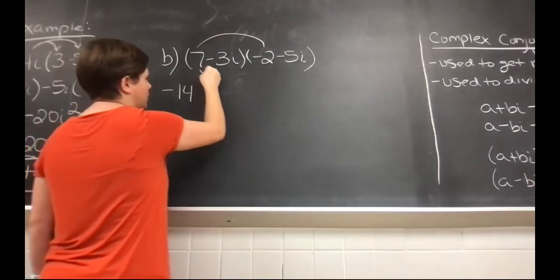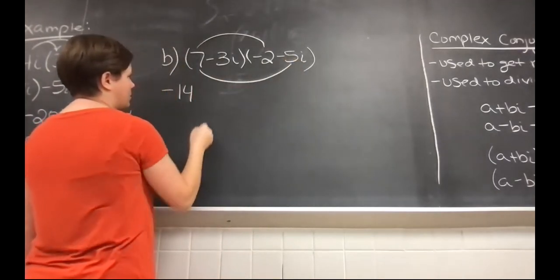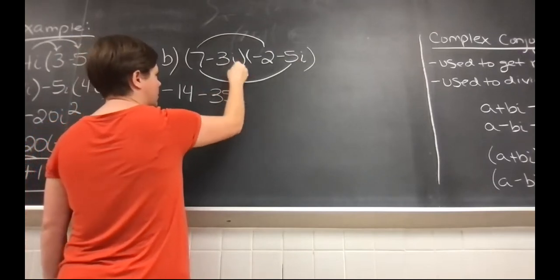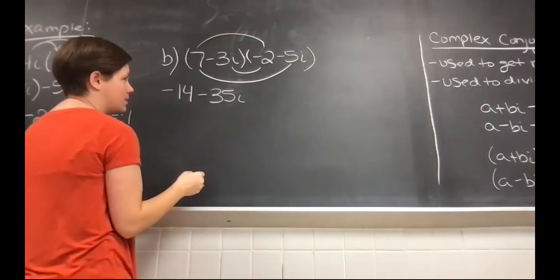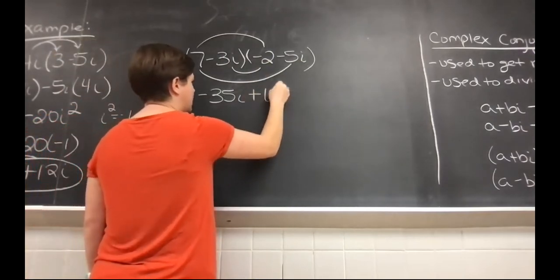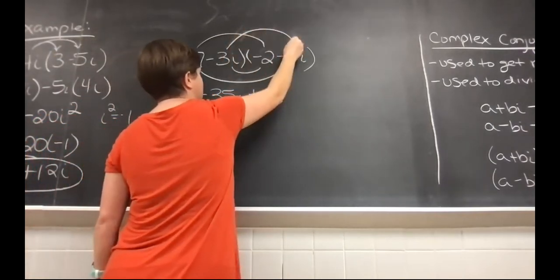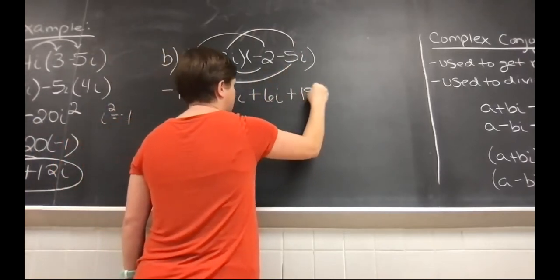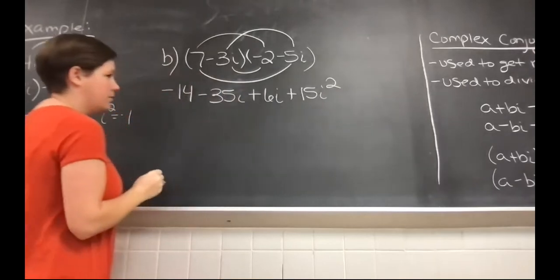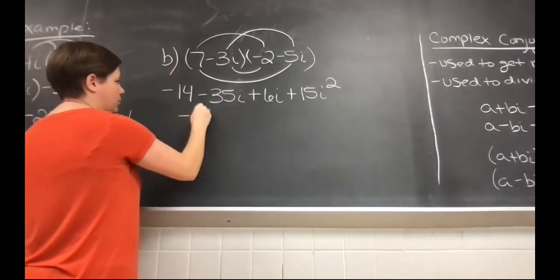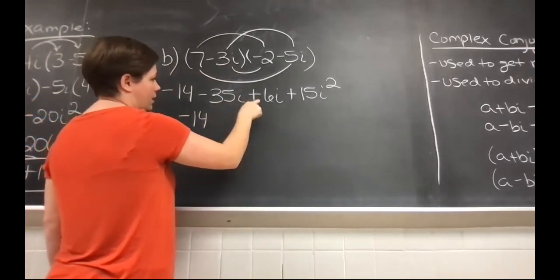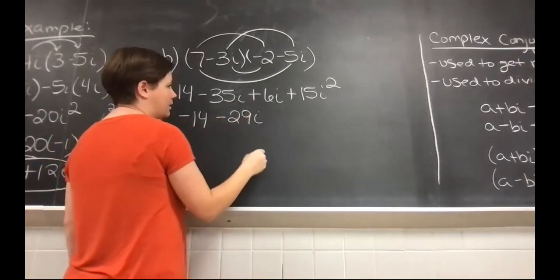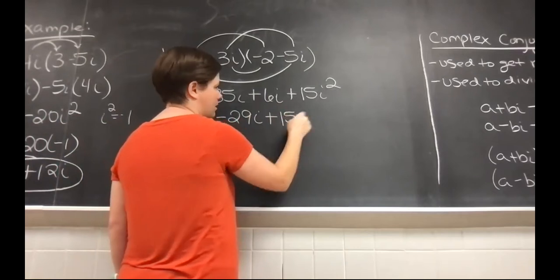I do my outer, which is 7 times negative 5i, which is minus 35i. I do my inner, negative 3i times 2, which would be a plus 6i. And then I do my last, negative 3i times a negative 5i will be a 15i squared. So I have 14, negative 35i plus 6i will be a minus 29i, plus 15i squared.